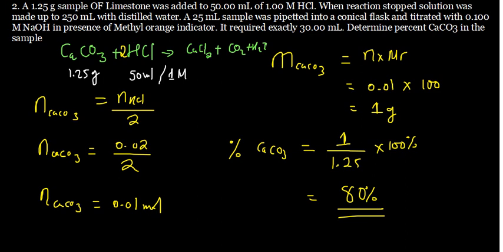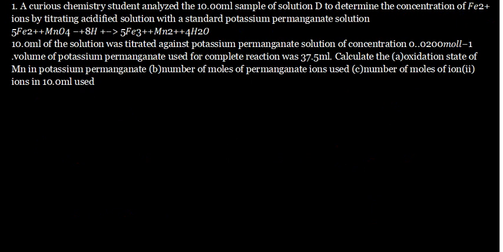Yes. Okay, so these are two examples we could have done on back titration. Let's also do two examples on redox titration, and then we'll be through. A curious chemistry student analyzed a 10 milliliter sample of solution D to determine the concentration of iron 2 plus ions. So this student got 10 mils of solution D. So what did he do? He titrated the acidified solution with a standard potassium permanganate solution.